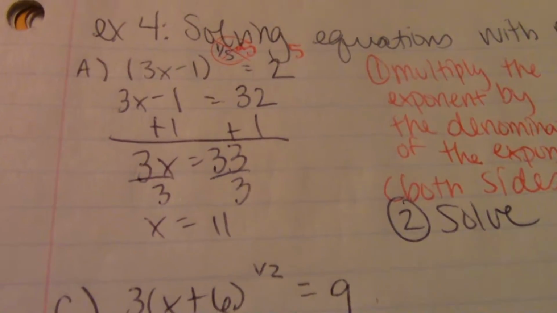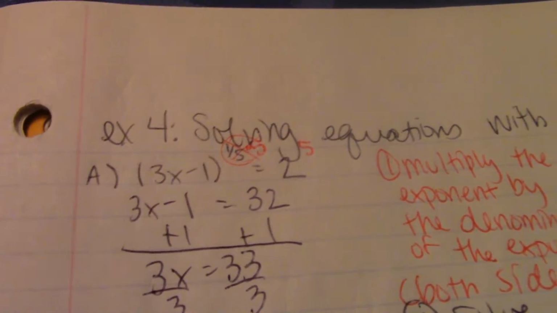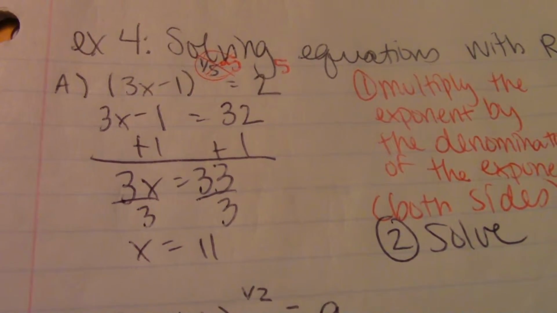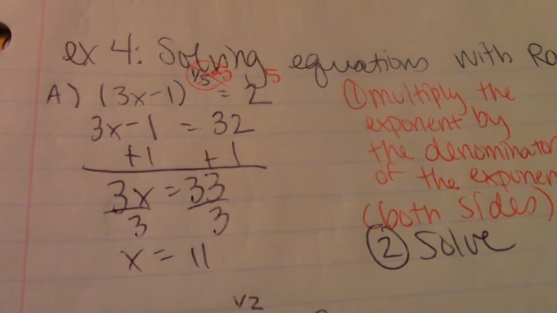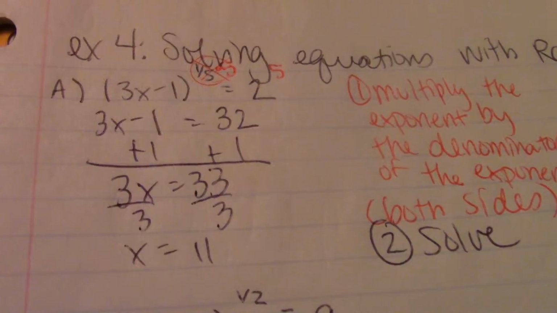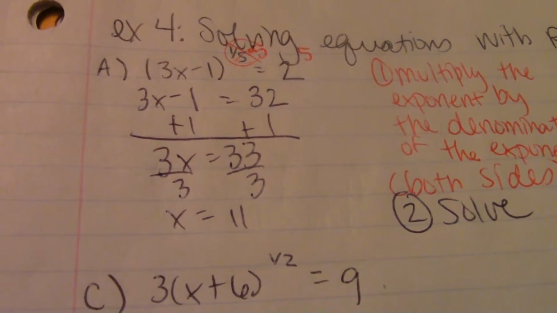Okay, and I really need to check that. So I'm going to plug it back in my calculator instead of writing it out each time. I'm just going to plug in 3 times 11 minus 1 to the power of 1/5. And I get 2. Well, 2 equals 2, so that is a good answer. It's not extraneous.